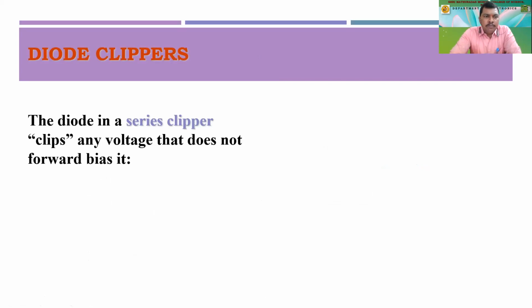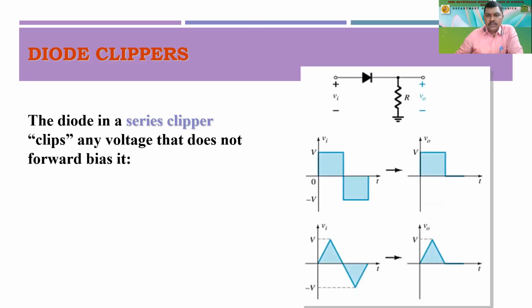Then the diode clippers: the diode in a series clipper circuit clips any voltage that does not forward bias it, right? So this is the circuit. Now here, initially we have seen the AC wave.